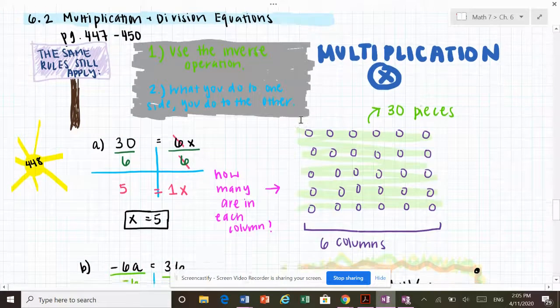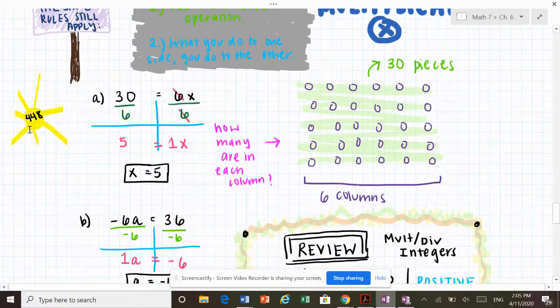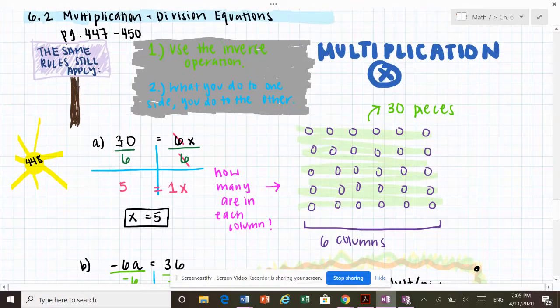So let's look at multiplication first. If you want to follow along, this is on page 448 in your textbook. In the first example, we have 30 equals 6x. I know it's kind of hard to see with all these random lines. I notice that 6 and x are multiplying because that's our coefficient. When a number is next to a variable like this, they're multiplying. So use the inverse operation. Inverse of multiply is divide. I'm going to divide 6x by 6. But what you do to one side, you do to the other.